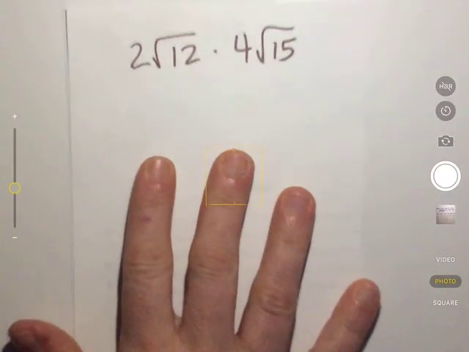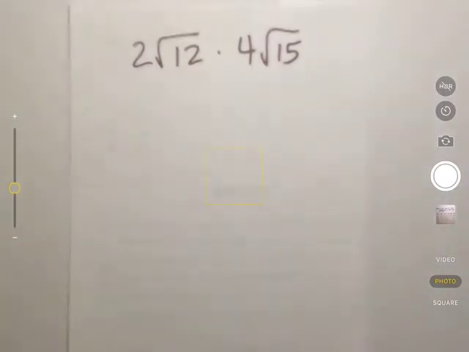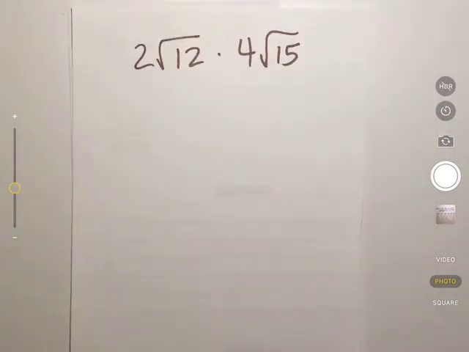Okay, so let's now try and see what it looks like when we have numbers inside radicals and numbers outside of radicals. So here's an example. If we had 2 times the square root of 12 times 4 times the square root of 15, what I'm going to do is move things around so that numbers inside of radicals are next to each other and can be multiplied, and numbers that are outside of radicals are next to each other and can be multiplied.